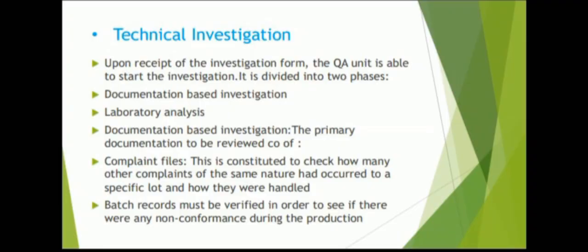Technical investigation. Upon receipt of the investigation form, the Quality Assurance Unit is able to start the investigation. It is divided into 2 phases: documentation based investigation and laboratory analysis. Documentation based investigation. The primary documentation to be reviewed is the complaint files. This is to check how many other complaints of the same nature had occurred to a specific lot and how they were handled. Batch records must be verified in order to see if there was any non-conformance during the production.